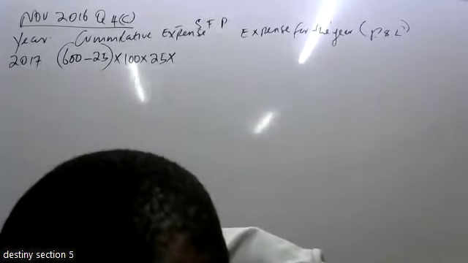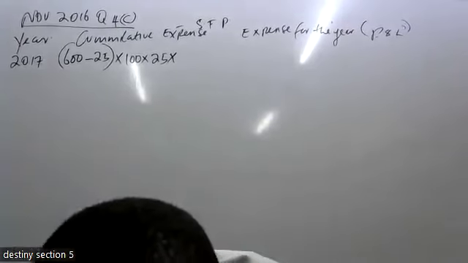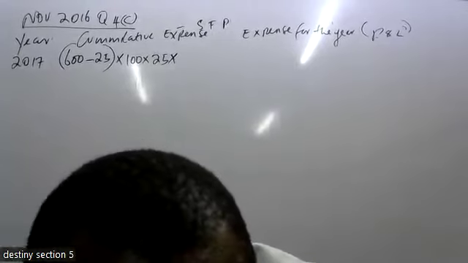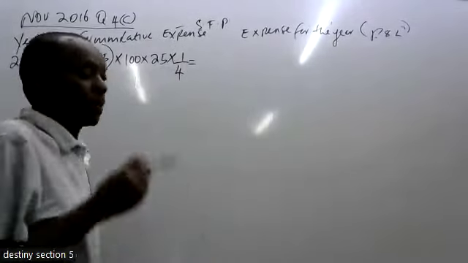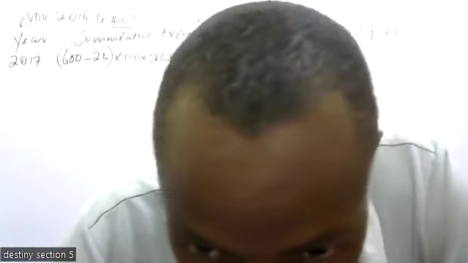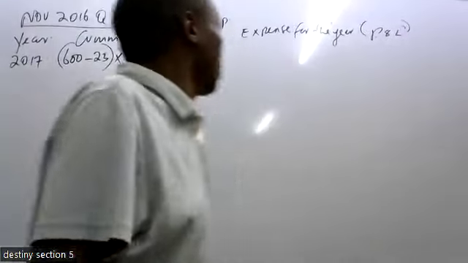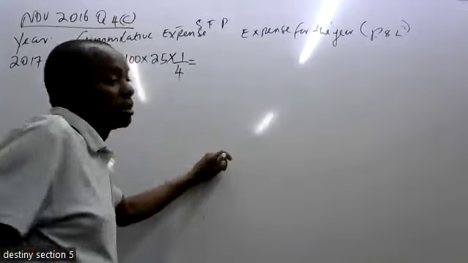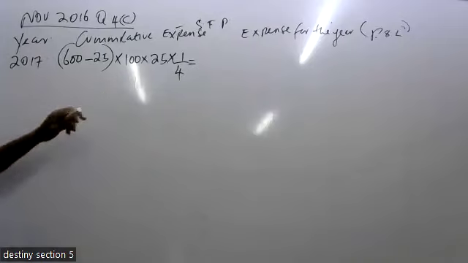Zilikuwa zimekwama wapi? Jacinta says 4, Linda says 4, Carol says 4, Hilda says 4, Lucky says 4. Ukweli hata mimi nimekubali ni 4. So times 1/4. Fanya maneno. Finya calculator nyeusi, mtu wa Mungu. Finya calculator nyeusi nipatie answer ya hapa. Answer ya 600 minus 25 times 100 times 25 times 1/4.